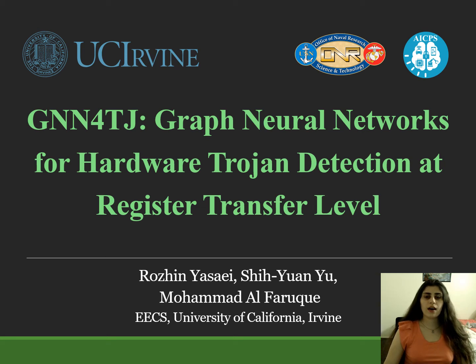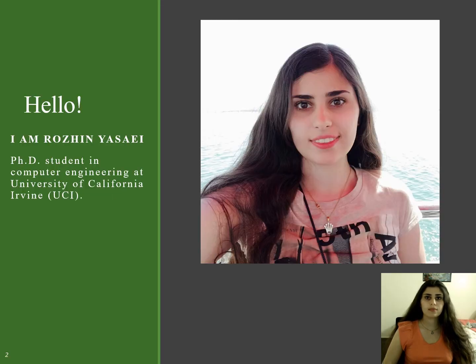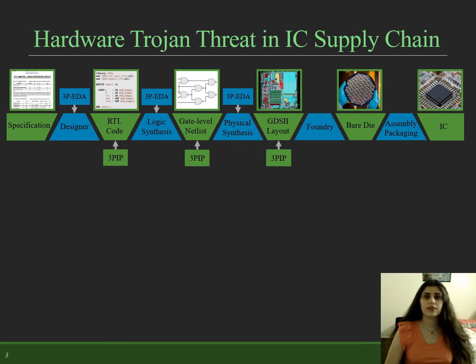Hello everyone, I'm here today to present my paper titled Graph Neural Network for Hardware Trojan Detection at Register Transfer Level, or in short GNN4TJ. I'm Rozhin Yasaei and I'm a PhD student studying computer engineering at the University of California, Irvine.